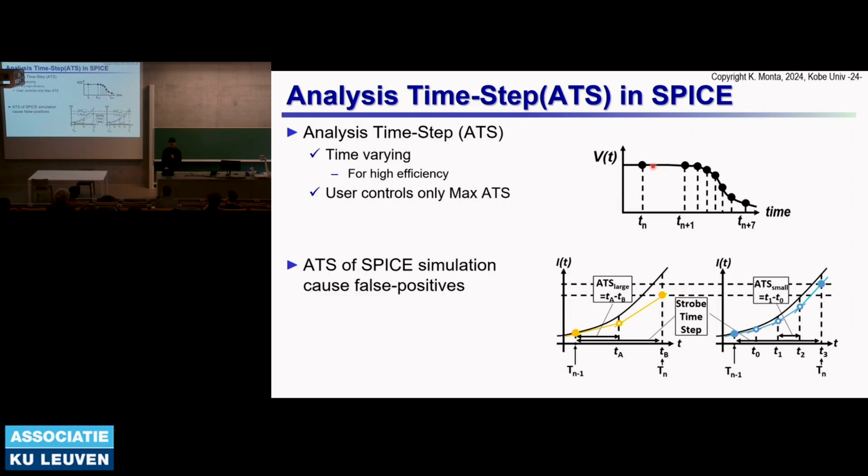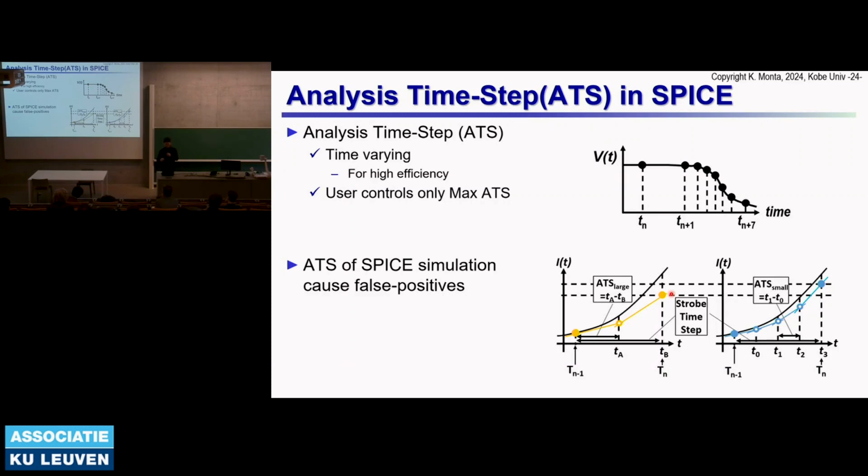This is a problem in the SPICE simulation for security evaluation. These are simple figures with different analysis time steps. This one shows the larger analysis time step, and this one shows the finer analysis time step. As you can see, if the analysis time step is different, the output from the simulation can be different. This is just an example, but this can happen inside the IC chip.